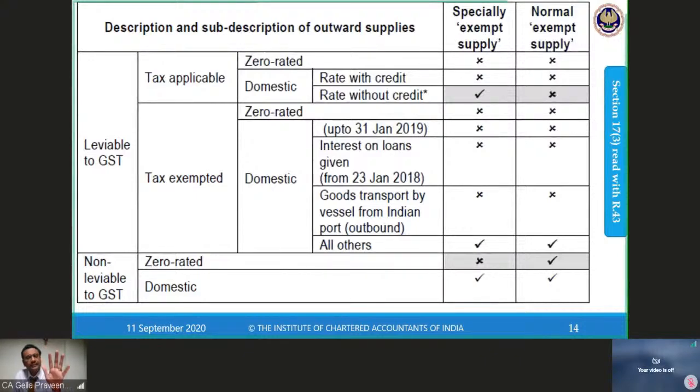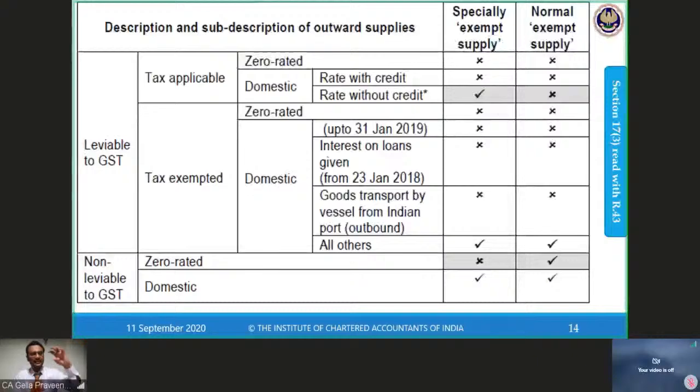This is picked up from our guidance note, which is issued by ICAI for members. All copyrights vest with ICAI. For the purpose of teaching, I have picked it up from the guidance note issued by ICAI for members. So this particular chart says, specially exempt supply, normal exempt supply. First column, section 17.3. Second column, section 247. So my definition 247, second column. First column, section 17 subsection 3.